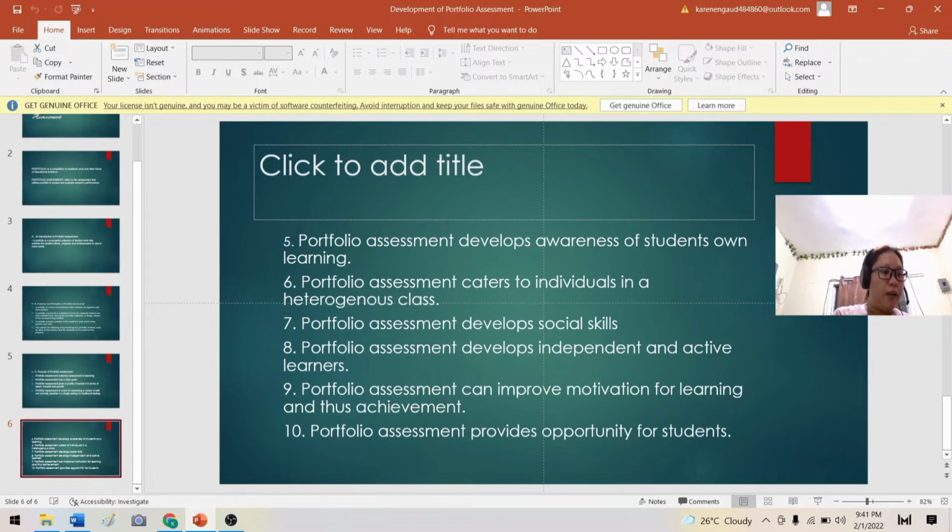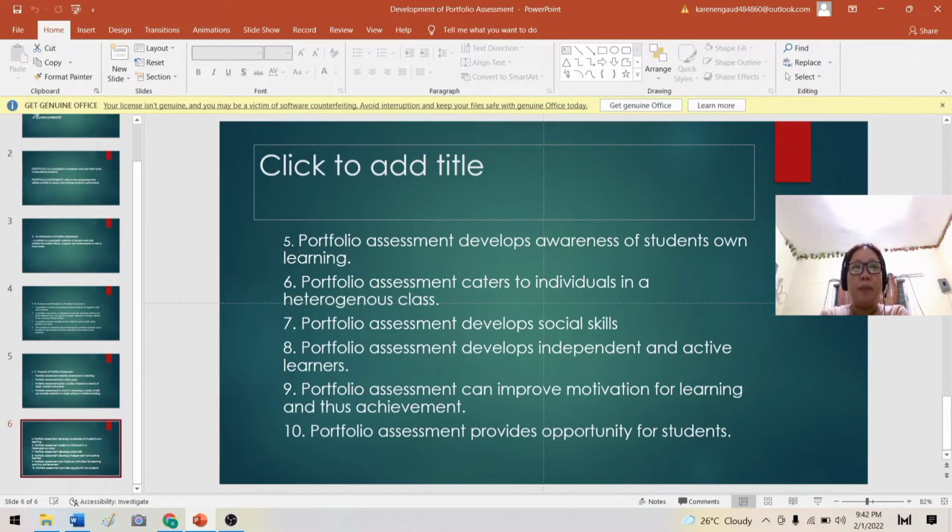So, like what I have said, when we say heterogeneous, different phases, like for example, inside the classroom, iba-iba yung subject. So, makikita natin doon kung mas magaling ba siya sa math compared doon sa science na subject or mas magaling ba siya sa science compared doon sa Filipino.